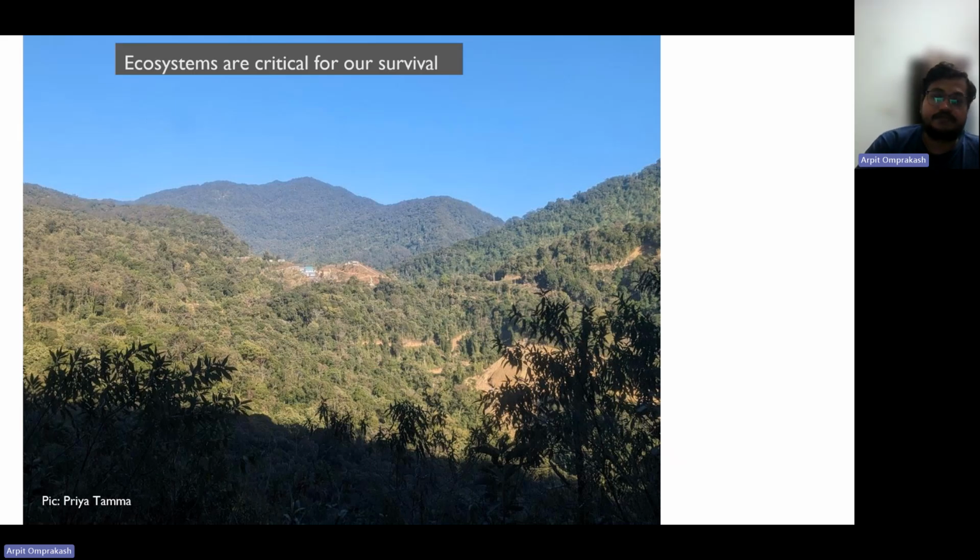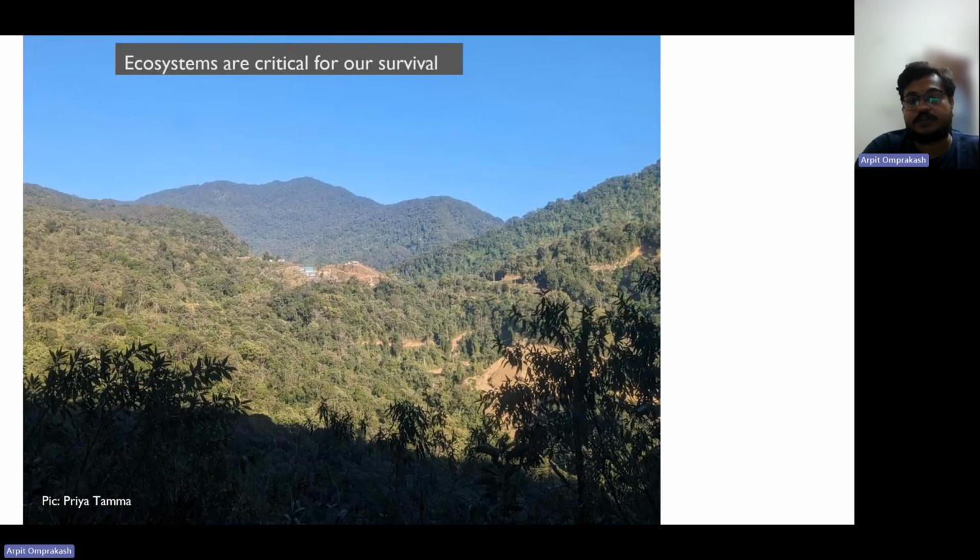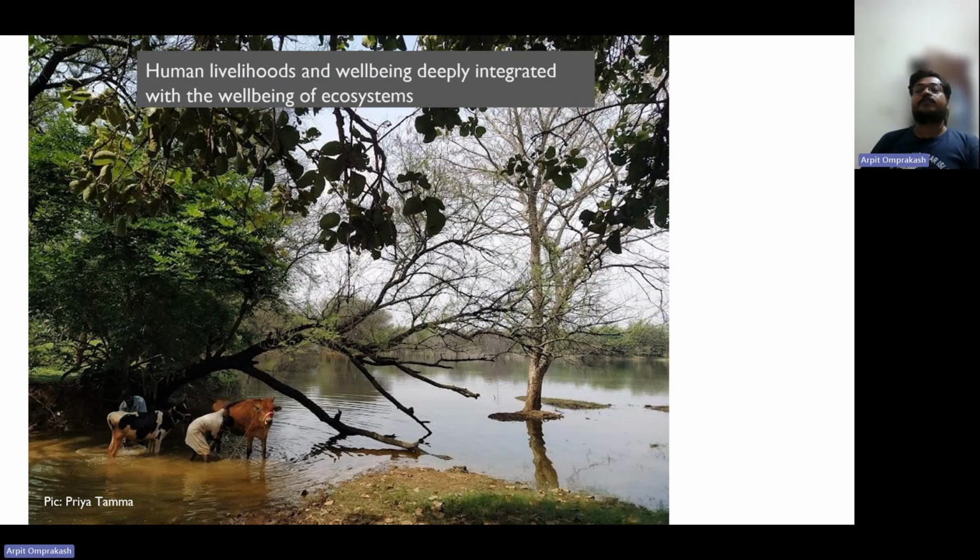We live in an ecosystem, right? Every one of us lives in some kind of ecosystem. Different kinds of animals live in different kinds of ecosystems, and ecosystems are very critical for our survival and the survival of many different species on the earth, right? And we have seen that human livelihoods and well-being are deeply integrated with the well-being of ecosystems.